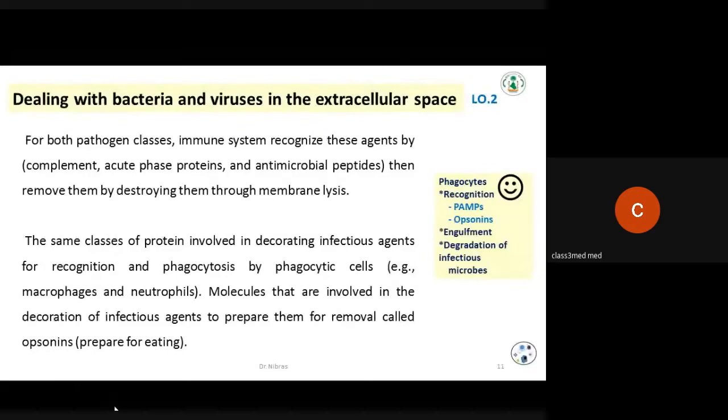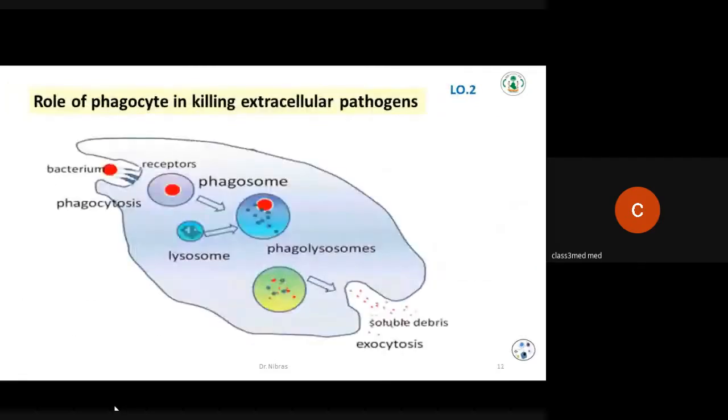We have the next slide where I will explain it more effectively. Engulfment and degradation of the pathogen occur in that case. The role of the phagocyte, you already know what phagocytosis is.